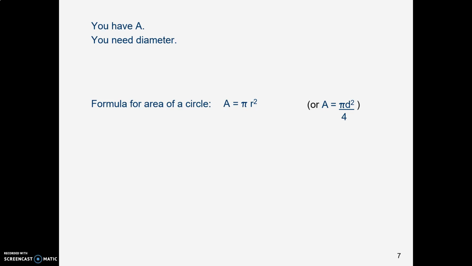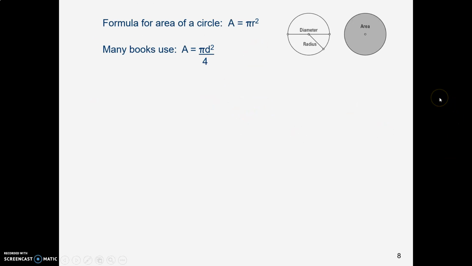And we remember that the formula for the area of a circle is pi r squared. A lot of books use area equals pi d squared over 4. Our book does that quite a bit. Why is he doing that? Well, here's why.